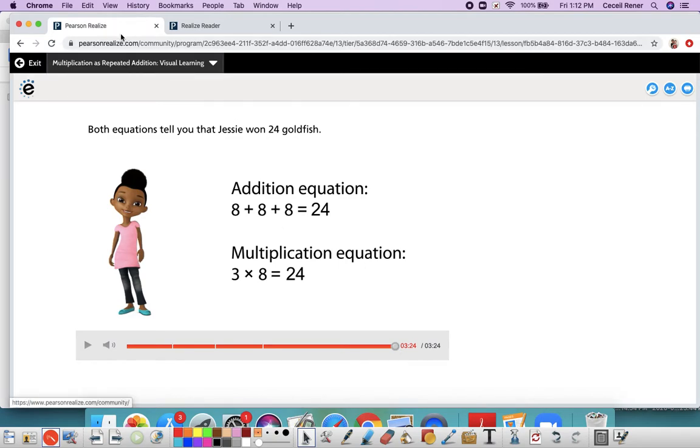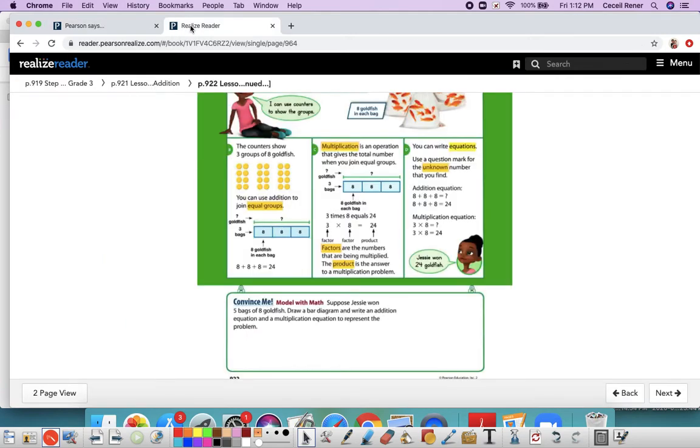This is very exciting. So now let's work on some pages together. Let's practice. We need some practice. So here it says, let's model with some math. Suppose Jessie won 5 bags of goldfish. Draw a bar diagram and write an addition equation and a multiplication equation to represent the problem.